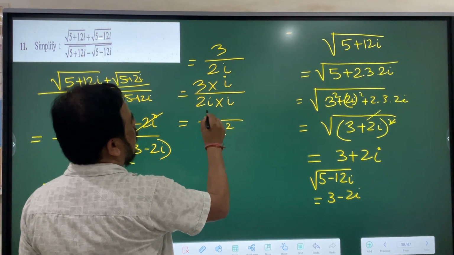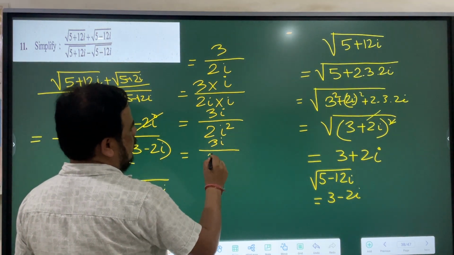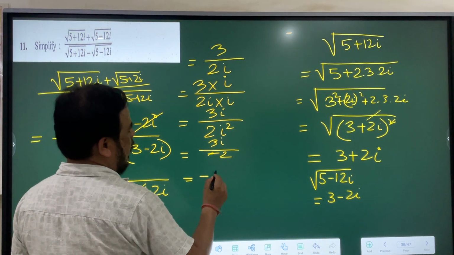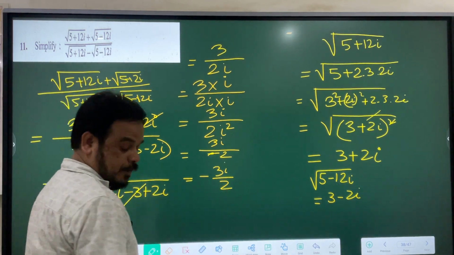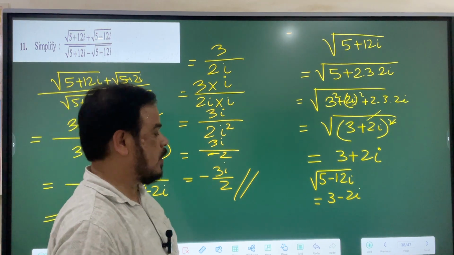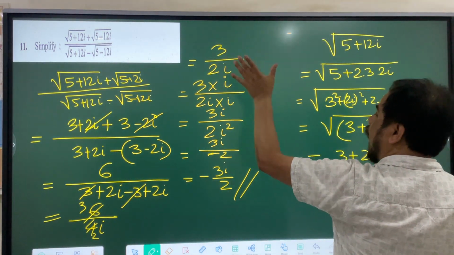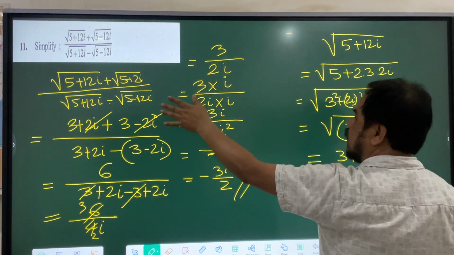3i by minus 2, so minus 3i by 2. I hope the answer is correct. Yes, this is the answer. I hope you have understood this one. I is in the denominator, but you have to remove i from the denominator in any case.